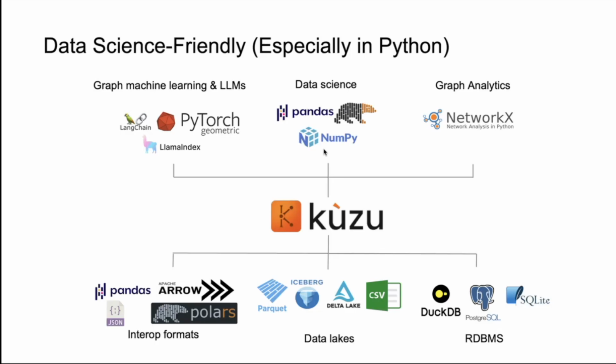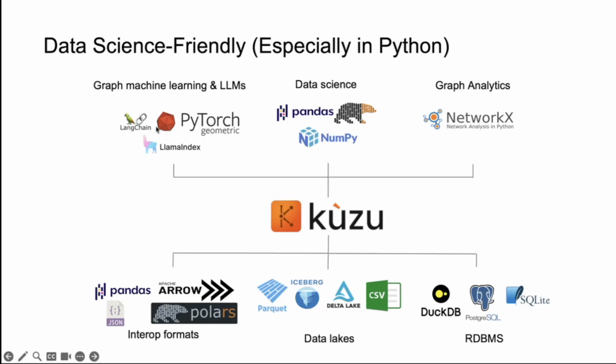Another property that I want to highlight is that we are a very data science friendly, especially Python friendly database. What I mean by this, and I'll give a better example in the next slide, is that we integrate very well with a lot of other Python libraries. So you can seamlessly ingest data from, say, pandas, PyArrow or polars directly into Kuzu, as well as other file formats like Parquet, Iceberg, Delta Lake. You can easily ingest data. We can scan directly. You can also scan Postgres, SQLite, and DuckDB natively. So you can directly attach to a Postgres database and scan some Postgres tables to move them into Kuzu.